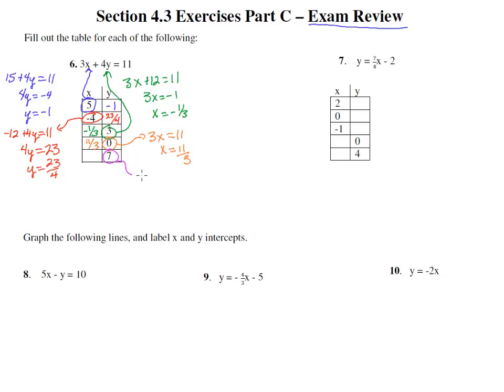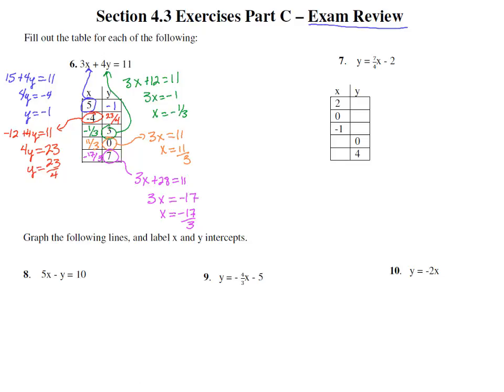So let's put this one right down here. 3x plus 4 times 7, that's plus a 28, equals 11. Subtract 28 from both sides and we get 3x equals negative 17. Is that right? 11 minus 28. Yeah, negative 17. And we divide by 3 and we get x equals a negative 17/3. So negative 17/3. And you could put those into your decimals by sticking them in your calculator without a problem.